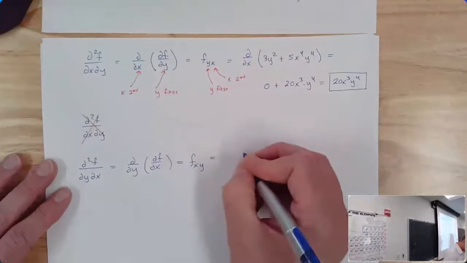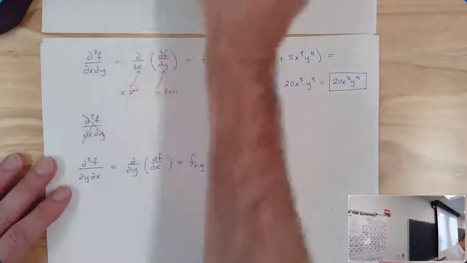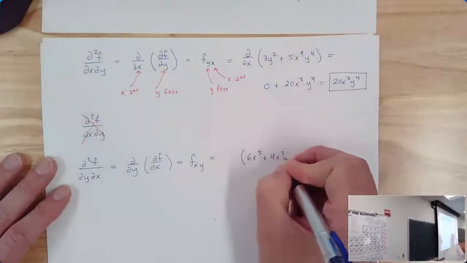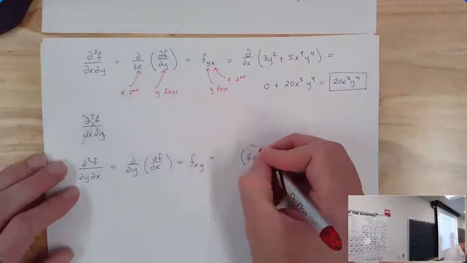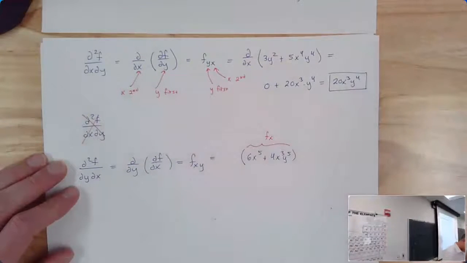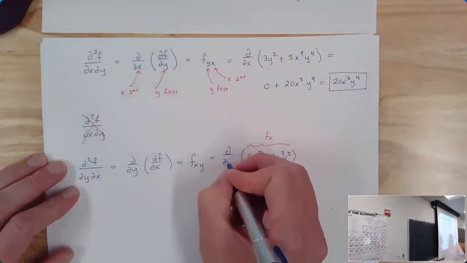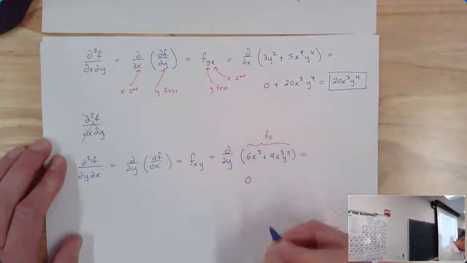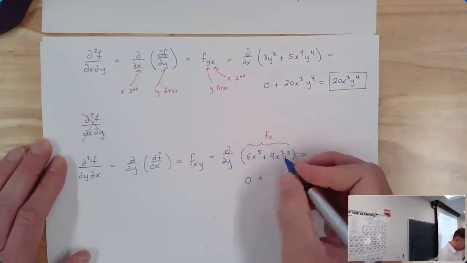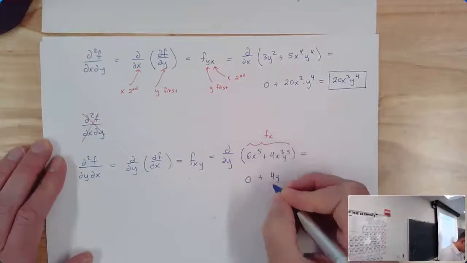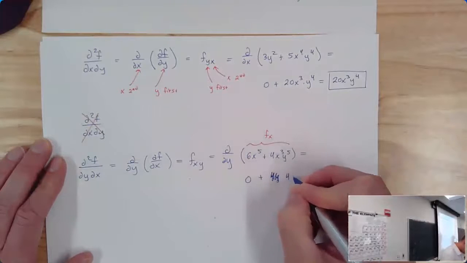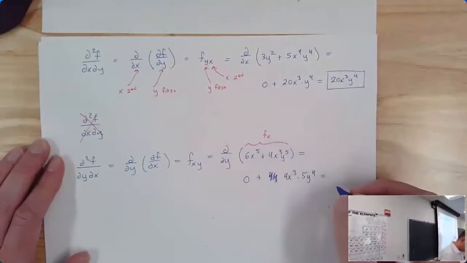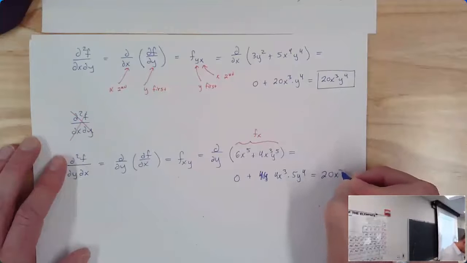So here's your derivative with respect to x. I'm just going to copy it from up here. It's 6x to the fifth plus 4x cubed y to the fifth. That is our partial with respect to x. And then we're going to differentiate that with respect to y. The derivative of 6x to the fifth with respect to y is 0. And the derivative of 4x cubed times y to the fifth, 4x cubed is a constant, and the derivative of y to the fifth is 5y to the fourth. And when we simplify that, look what we get. We get 20x cubed y to the fourth.